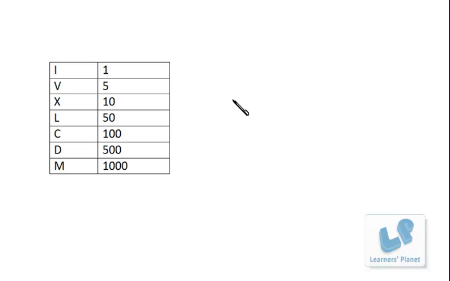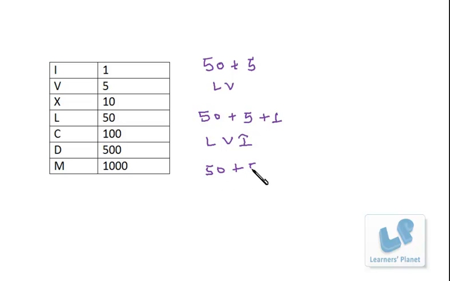Now let's write 55. So that is very simple. 50 plus 5. What 50 is? It's L, and what 5 is? It's V. So it's LV. Now 56. It's very simple once again. 50 plus 5 plus 1. 50 is L, 5 is V, and 1 is I. Okay. Similarly, 57. 50 plus 5 plus 1 plus 1. So it's LVII.